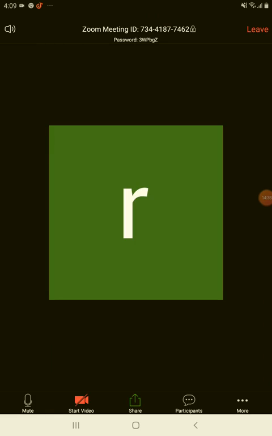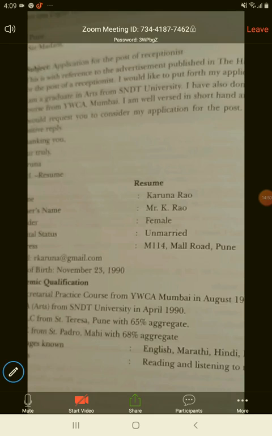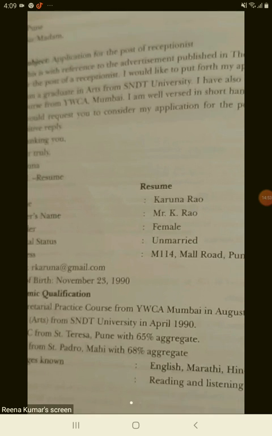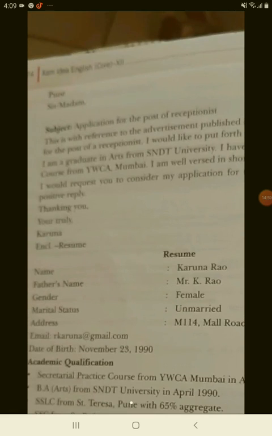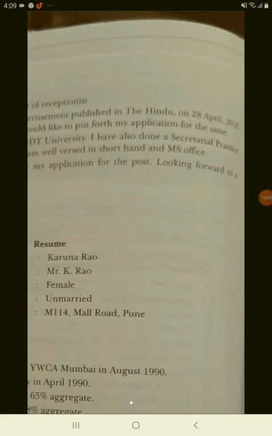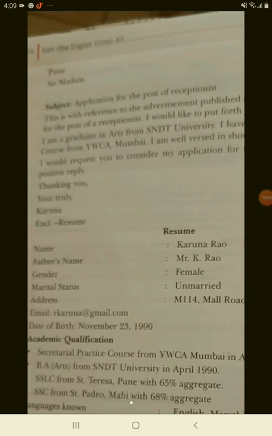Now we will quickly look at a particular question which has been attempted here. This is an application for the post of receptionist, and this candidate has written a cover letter, which is a very brief cover letter. This is with reference to the advertisement published in the Hindu on 28th April 2018 for the post of receptionist. I would like to put forth my application for this.